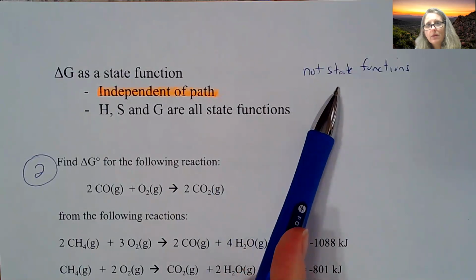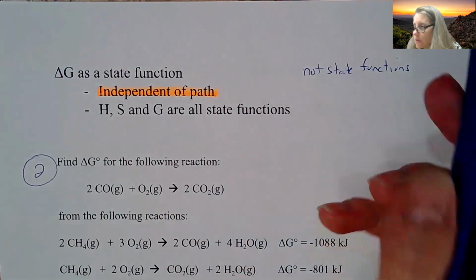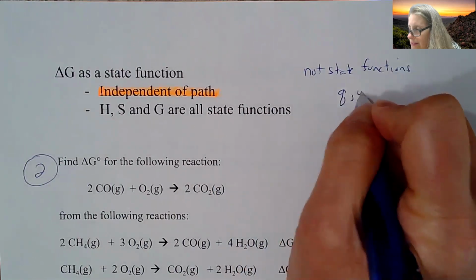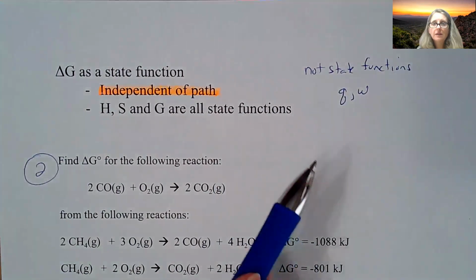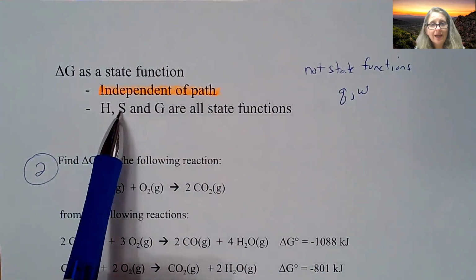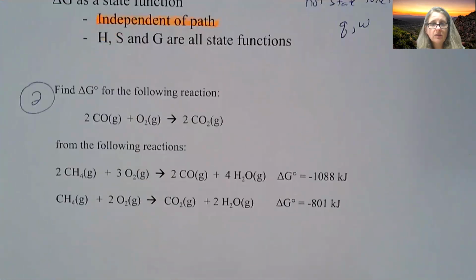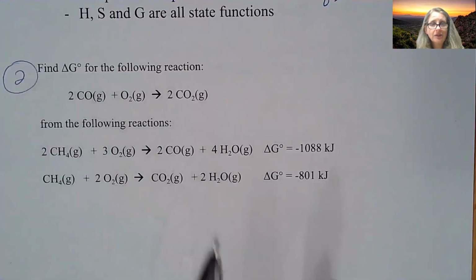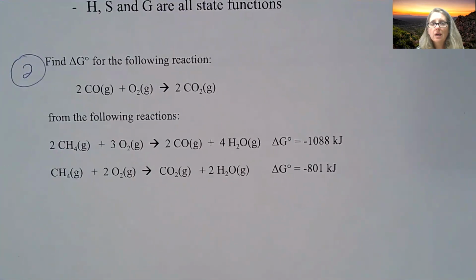So do you remember the things that we talked about in first semester that are not state functions? Those are little q and w. Okay, so if it has a lowercase letter, it's considered to be not a state function. So H, S, and G are all state functions. So that means I could calculate delta G any which way I want. So it's going to depend upon the data that I'm giving you.